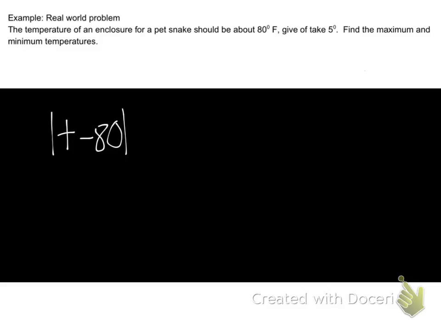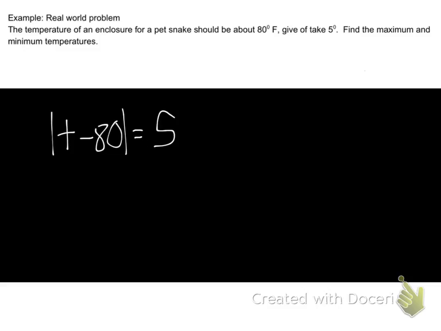Is that plus or minus? Because what we're talking about here is a range. That difference between what I have and what I need to be is 5. Is that plus or minus? So, we have the absolute value of t minus 80 equals 5. Can you guys see that this equation would give me the maximum and minimums for my enclosure?